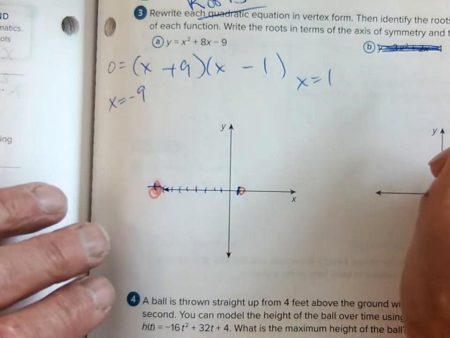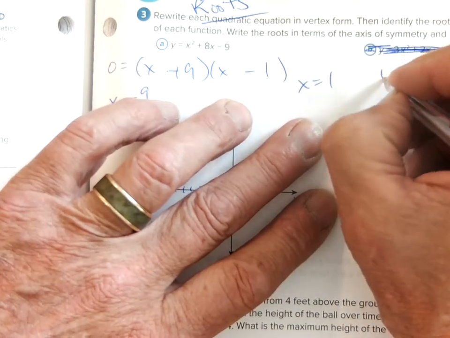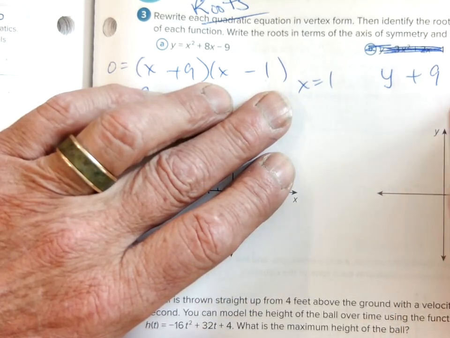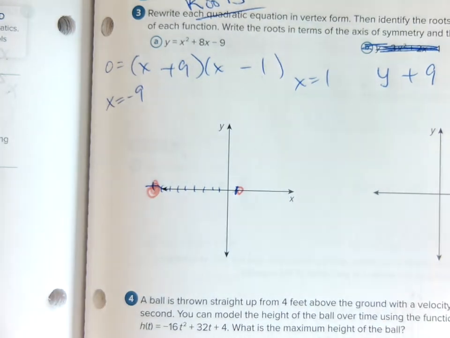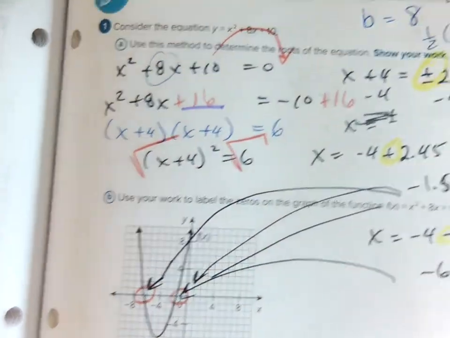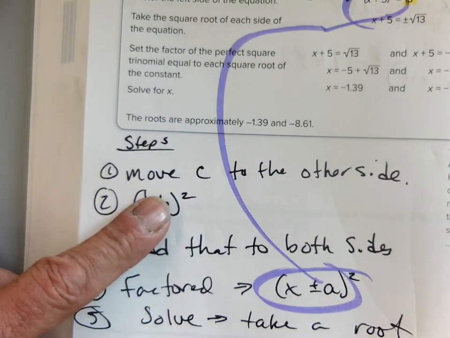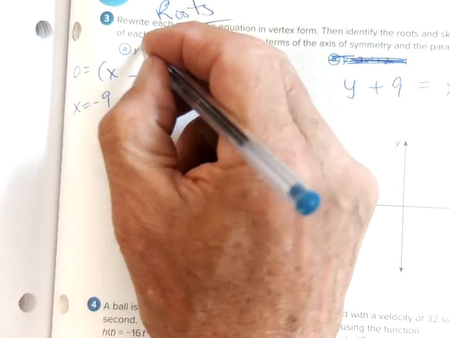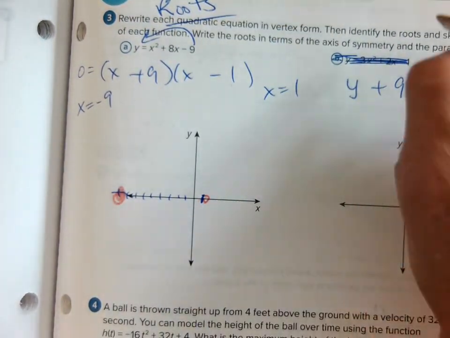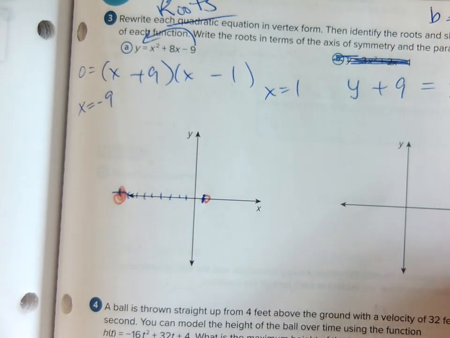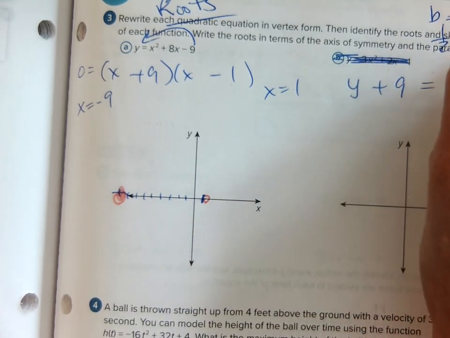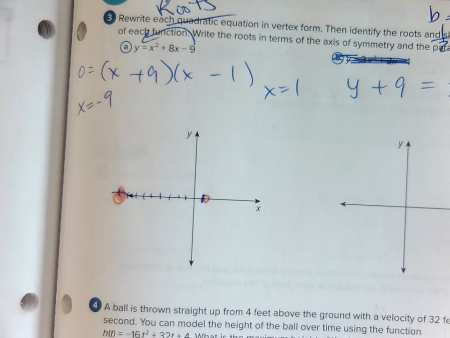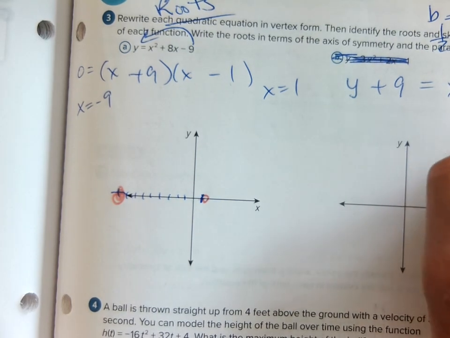So we're going to start with y plus 9 equals x squared plus 8x. Yesterday we talked about step 1, move c to the other side. I just did that. I just brought the 9 over. Step 2, b is 8. We'll take half of that. Half of 8 is 4, and we'll square that, and we get 16. 4 squared is 16. So I'm going to add 16 to both sides.